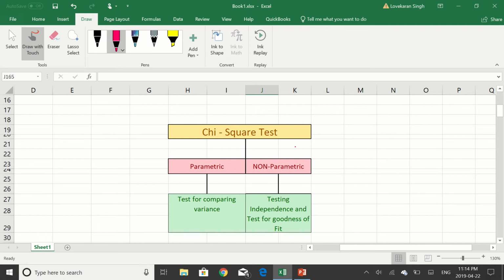99% of the books and instructors use only the non-parametric method. If we search for how to solve chi-square, we will find only the non-parametric method. Nobody, or only a few people, use the parametric method to test for comparing variances.